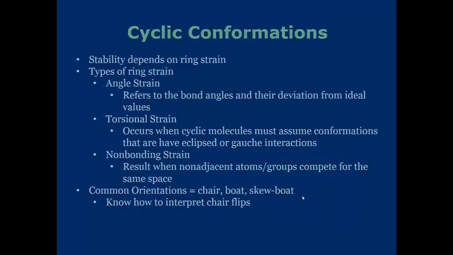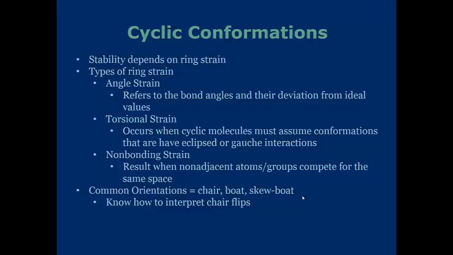Cyclic conformations. So when we talk about rings, we need to talk about ring strain, because that's going to dictate the stability of the cyclic molecule. There are different types of ring strain. They vary from angle strain, which refers to how the bond angles deviate from ideal values. Torsional strain, which is when cyclic molecules must assume conformations that have eclipsed or gauche interactions. And non-bonding strain, which is the result of non-adjacent atoms or groups competing for the same space. This will obviously create some clutter.